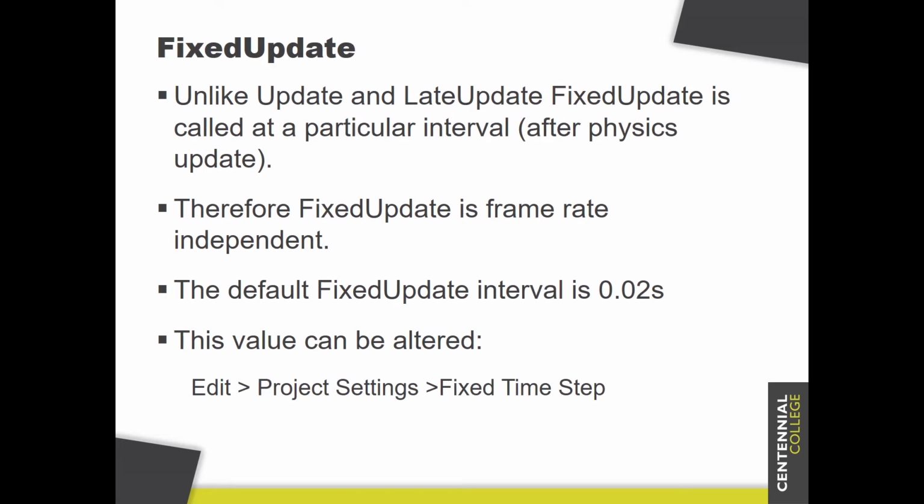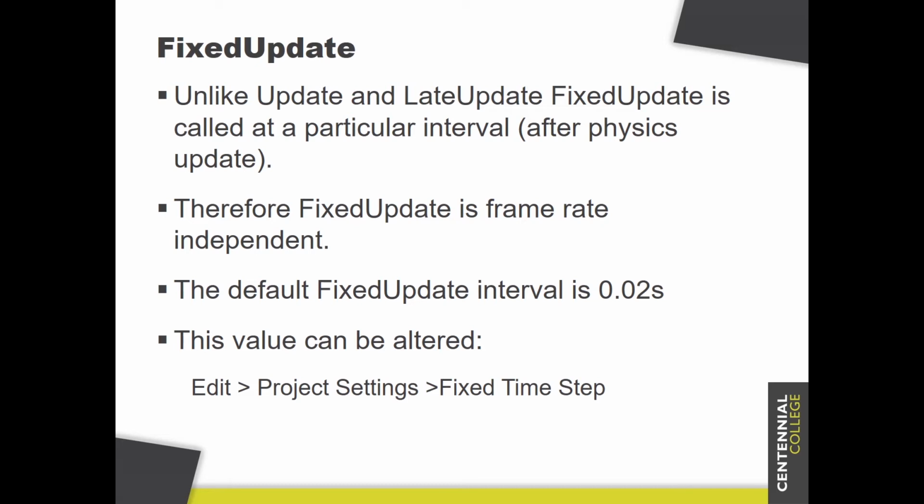The last thing I want to talk about here is the fixed update. The fixed update is similar in nature to the update and the late update. However, the fixed update is called at a particular interval. It's called after the physics update. So the fixed update is frame rate independent, which is great. If you have something that you want to run at a particular amount of time and ignore how quick the computer is able to do so, you can do so utilizing the fixed update. And the fact that it runs after the physics means that it'll take into account any physics you have. It's not going to work against the physics. It'll work with the physics engine.